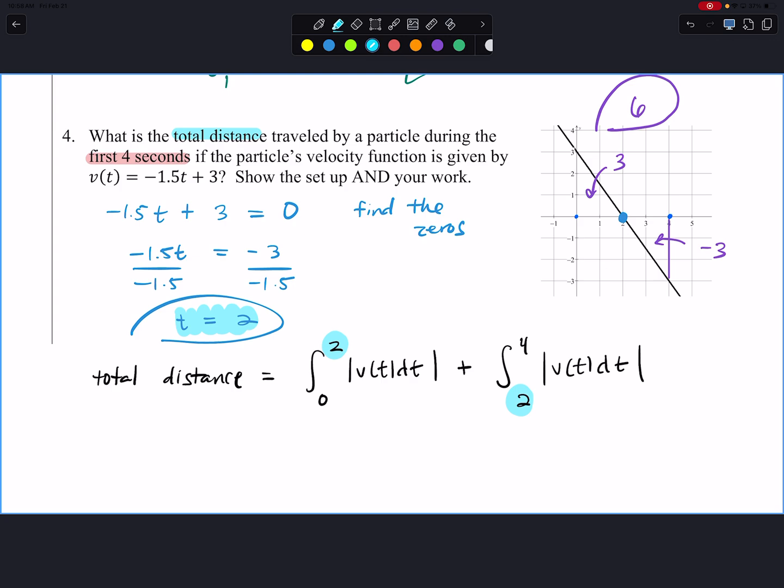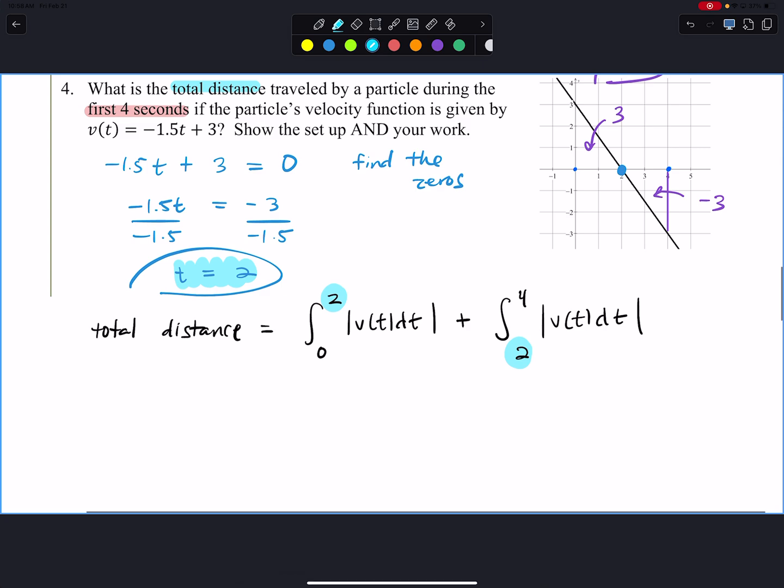Okay? Now what's crazy is we can do this by hand. I'm not going to right now just to save us time. But what's crazy, if you do this, guess what? You get 6. Which is the same thing from the picture.